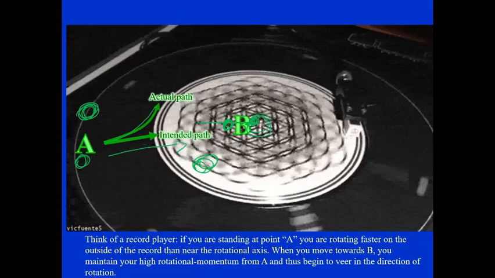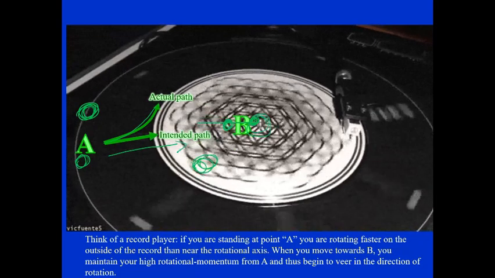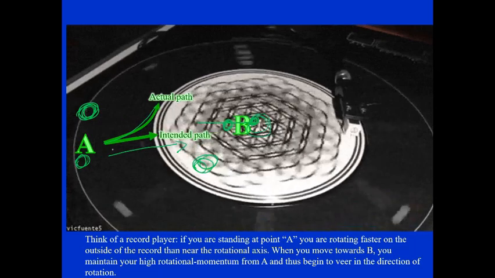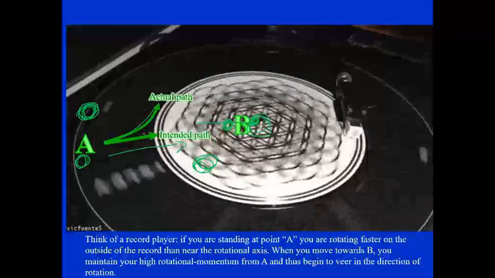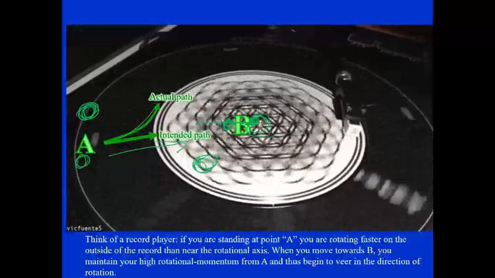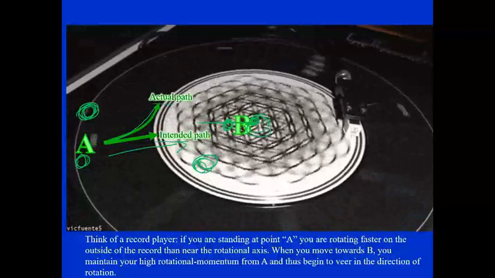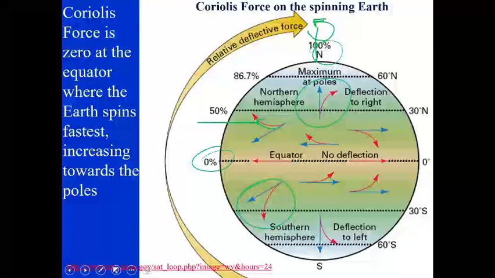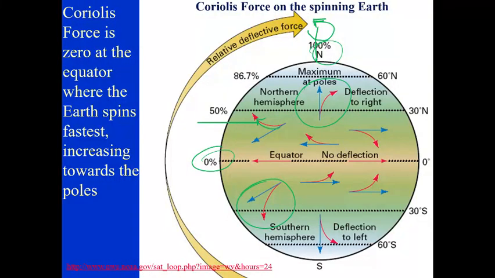So if you look at this record, the record is rotating clockwise, so we're going to deflect to the left. If we were to try to move along the intended path, the actual path is going to be a deflection to the left because there's a clockwise rotation. In the opposite situation, where you're rotating counterclockwise, looking down on the northern hemisphere, that's why you get a rightward deflection.